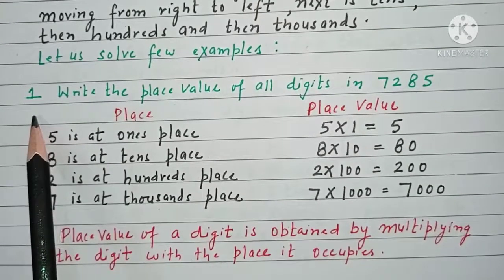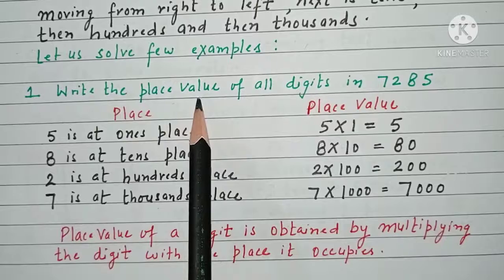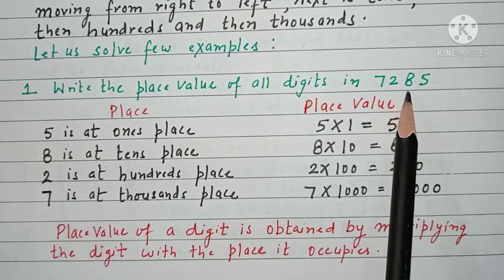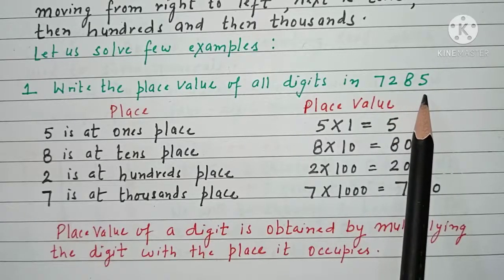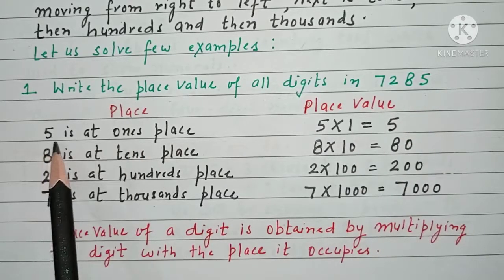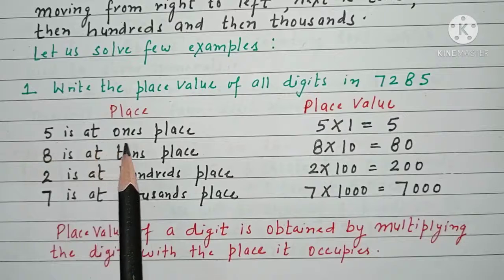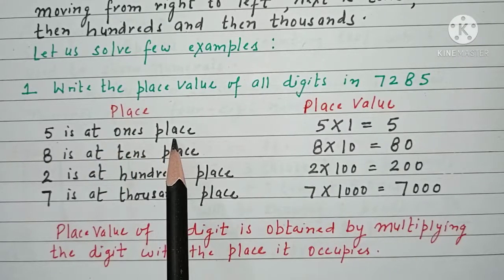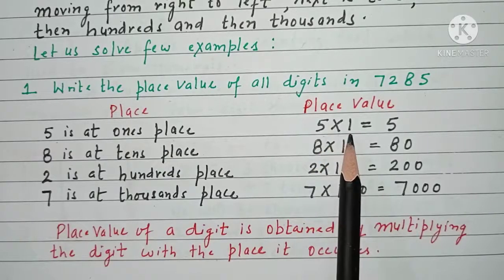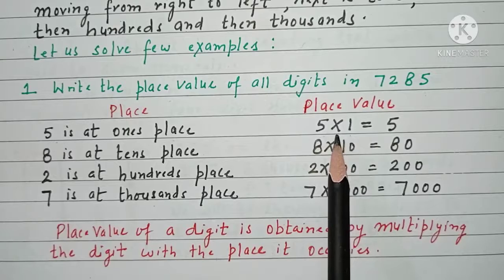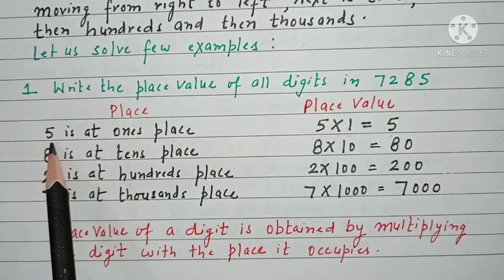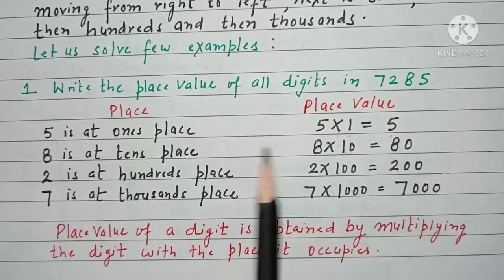See example number 1. Write the place value of all digits in 7285. So, children, the digit written in the extreme right is 5. So, 5 is at one's place. And its place value is, the digit is 5 and it is at one's place. So, 5 multiplied by 1 gives us 5. So, the place value of 5 in this number is 5.